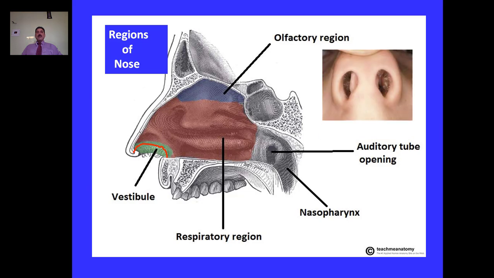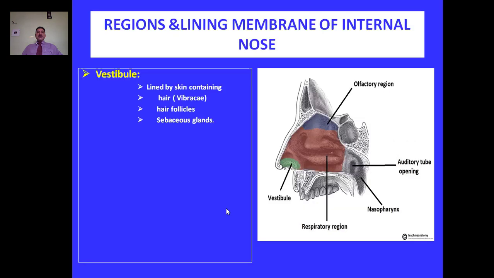As already said, each nasal cavity is divided into the vestibule, which is the hair containing part of the nasal cavity; the nasal cavity proper, which is the part lined by respiratory epithelium, that is pseudostratified ciliated columnar epithelium; and the olfactory region. The olfactory region is lined by olfactory epithelium, and this region is responsible for carrying the sense of smell to higher centers. The vestibule is the region of the nose which is lined by skin, so it contains hairs called vibrissae, and hair follicles are present there in addition to the sebaceous glands associated with them.